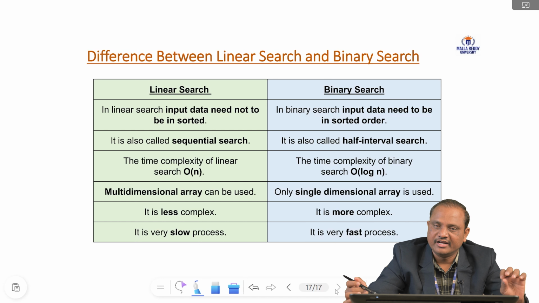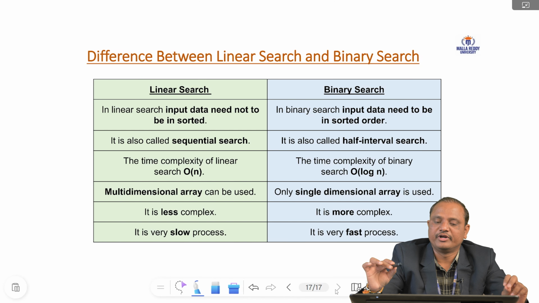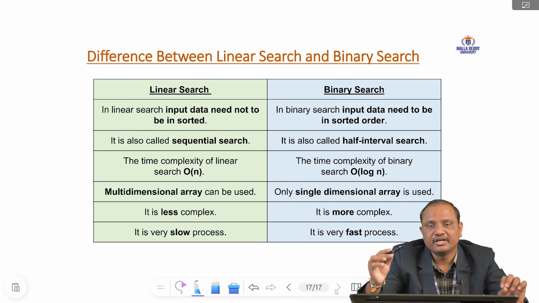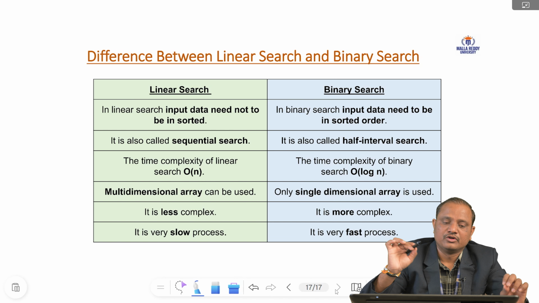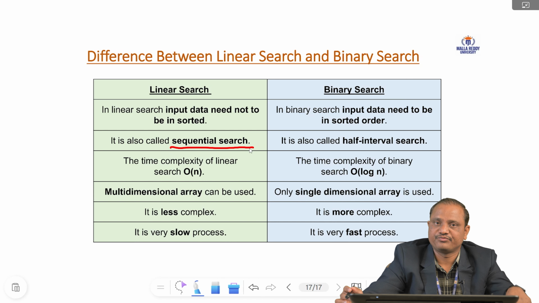Now what are the differences between linear search and binary search, and which one is a more efficient algorithm? In linear search, the input data need not be in sorted order. So we can take either an unsorted array or a sorted array. Coming to binary search, it is mandatory to take a sorted array for applying the binary search algorithm. The linear search is also called sequential search. Binary search is also called half interval search.